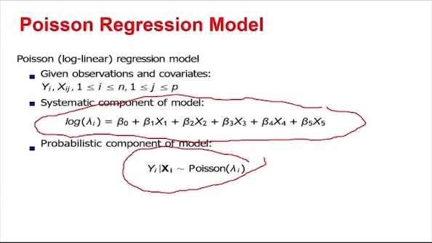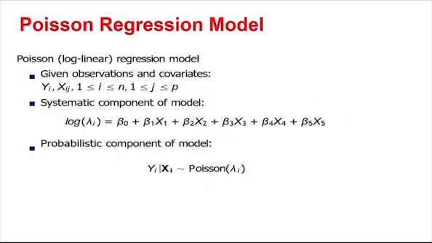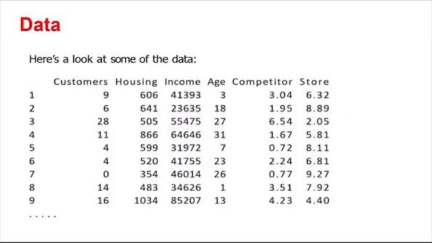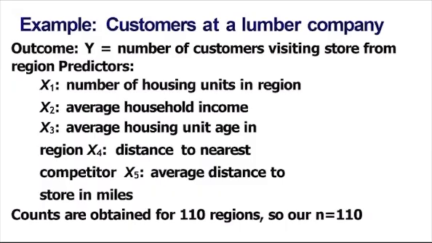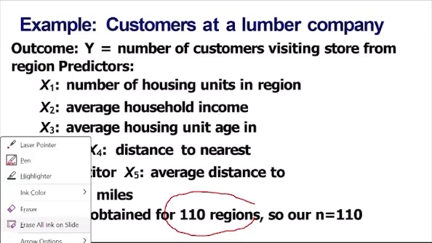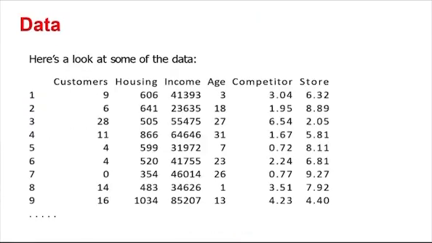Now, I want to show you the data. This is the first 9 in the data. Don't forget, we're talking about 110 regions. If you look here, can you see that? We have 110 observations, but I'm only showing you the first 9 here.